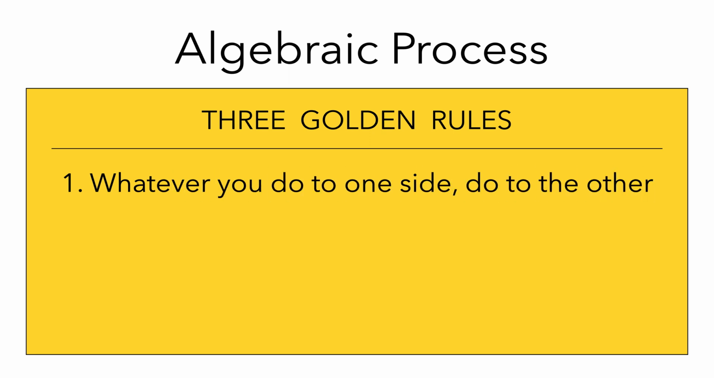So when you find your separator, in this case the equal sign, it cuts the equation into two sides, and when you cancel out, whatever you do to one side, you do to the other side as well. So that's the first golden rule.